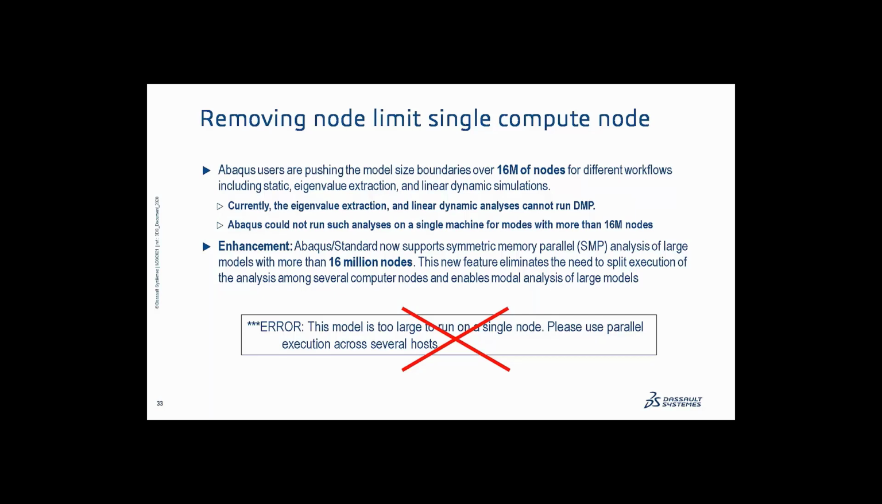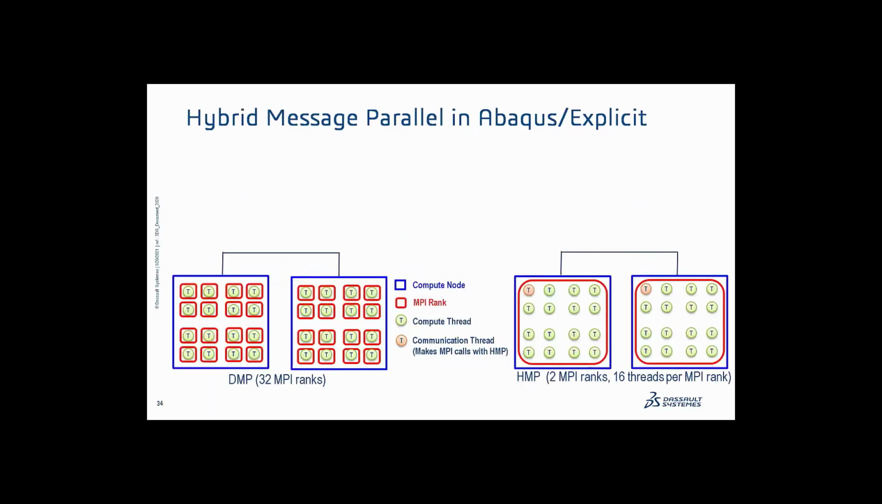But it turns out that the linear procedures, eigenvalue, cannot run in DMP mode, at least not yet. So this limitation was becoming a problem. So we've removed it essentially. So now we can run these larger problems, large-scale linear problems on a single compute node, even when there's more than 16 million nodes in the model.